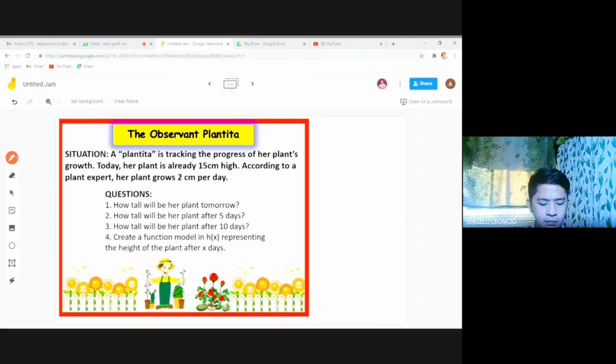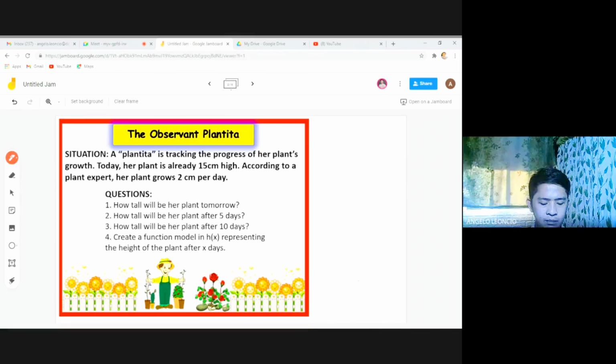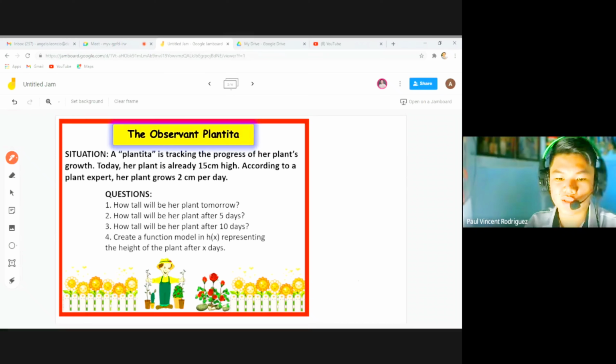So, I'll read the question. According to a plant expert, her plant grows 2 centimeters per day. So, for question number 1, how tall will her plant be tomorrow? When we say tomorrow, we will have 1 day. And according to the expert, the plant grows 2 centimeters per day.